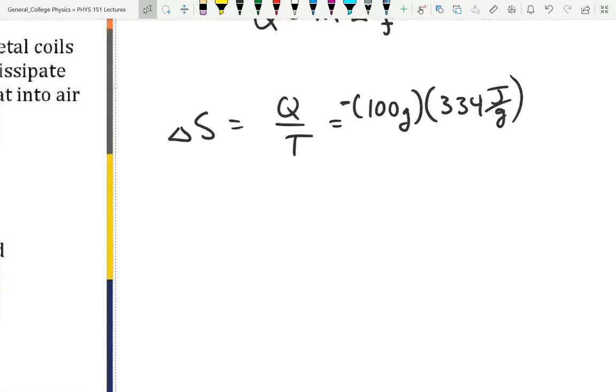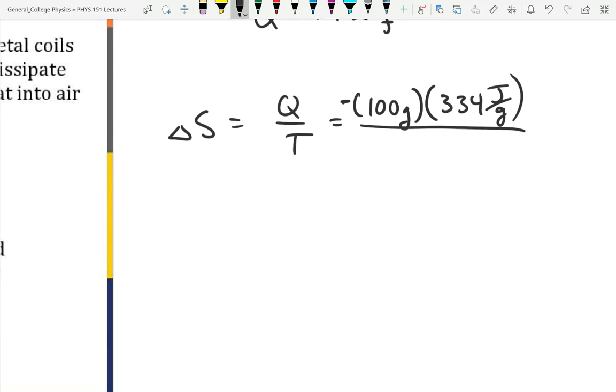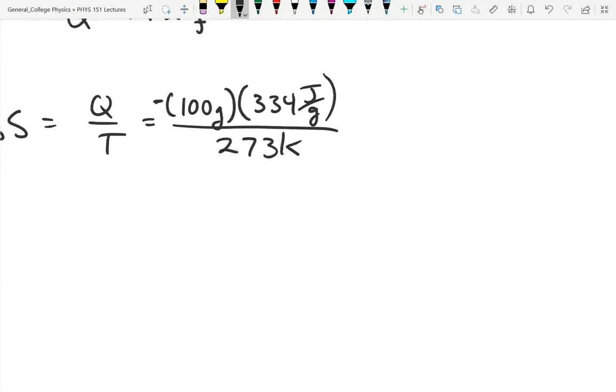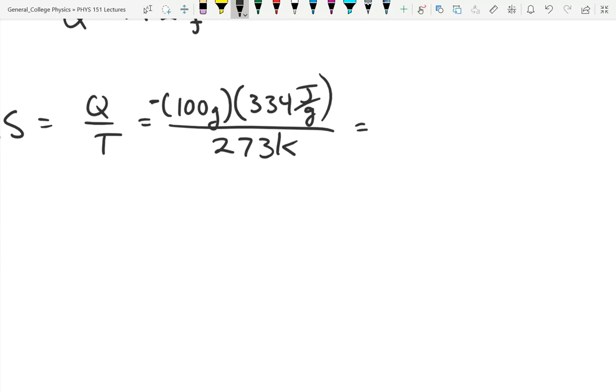And then divide it by what temperature? This is water freezing. What's the temperature? 273 kelvins. 0 Celsius would be correct, but what would you get if you put 0 Celsius into this equation? A division by zero error, undefined. You have to use kelvins. And so if you calculate that, what does it give you?